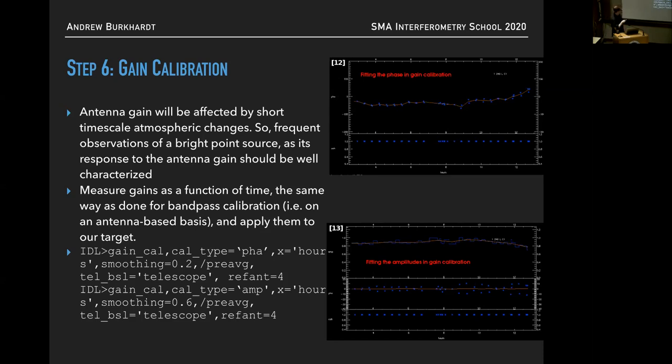So here, instead of Pascal, we use gain cal, and again we specify the cal type as phase. And so you set what the x-axis is, so you have x equals hours. You have some amount of smoothing again that you do. Again, you set a reference antenna, and then here again we do the gain cal, but for amplitude the next time. And again, you do a certain amount of smoothing.